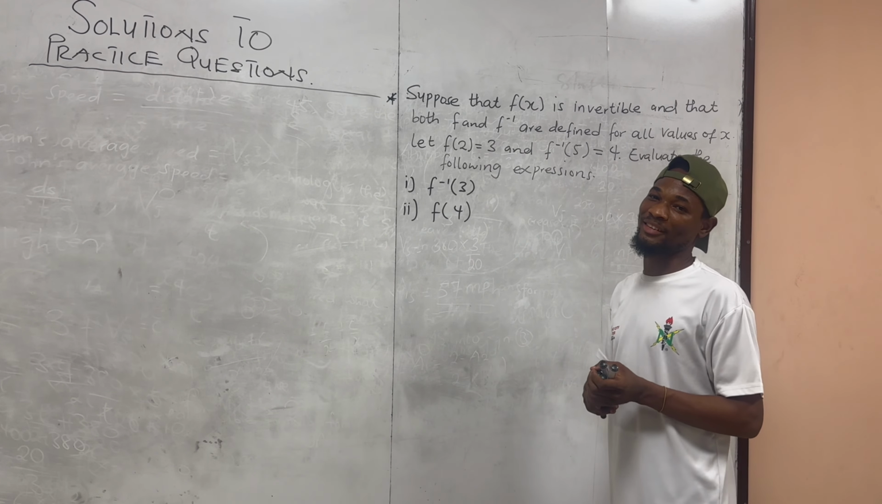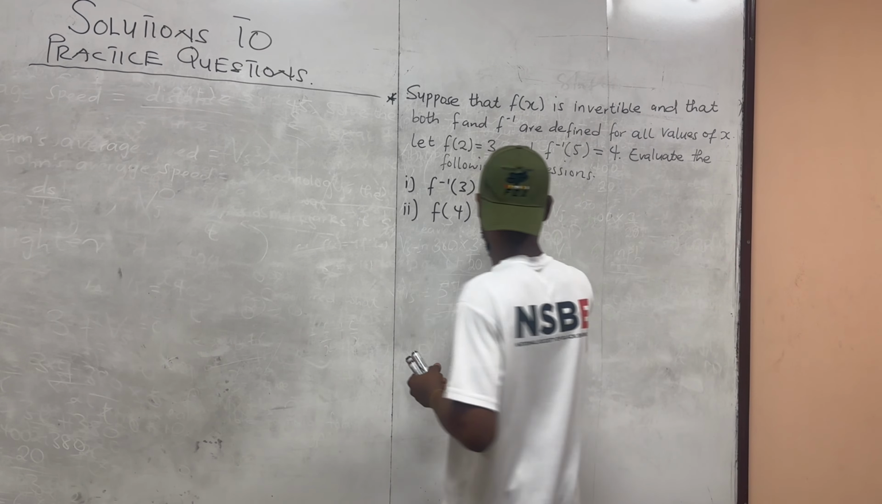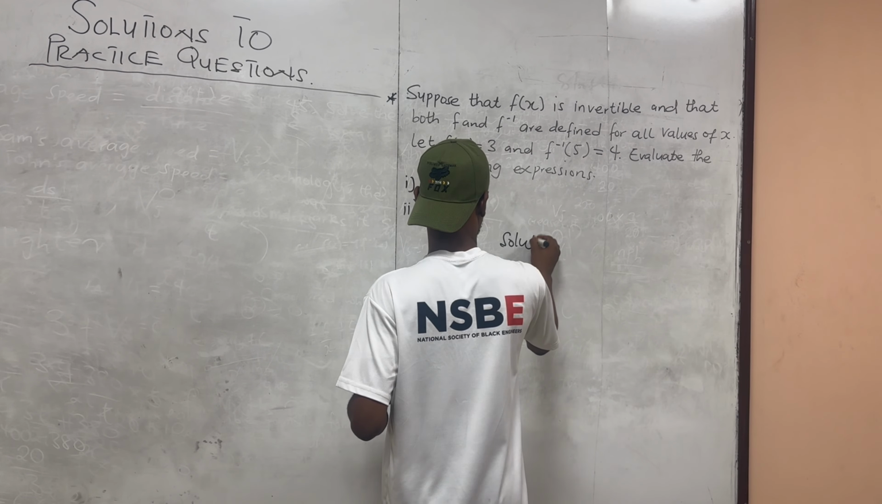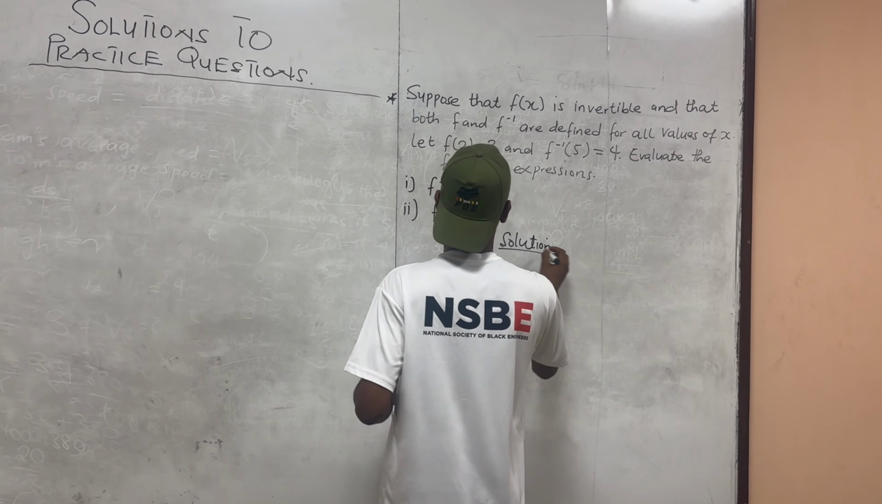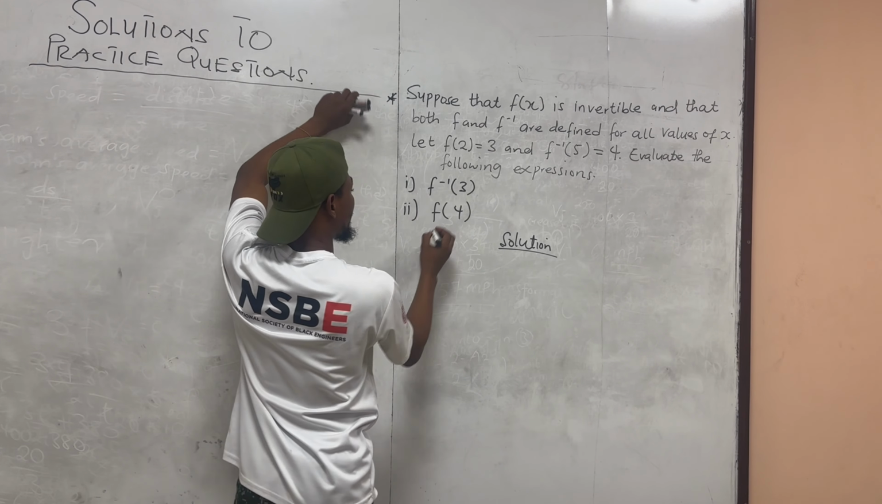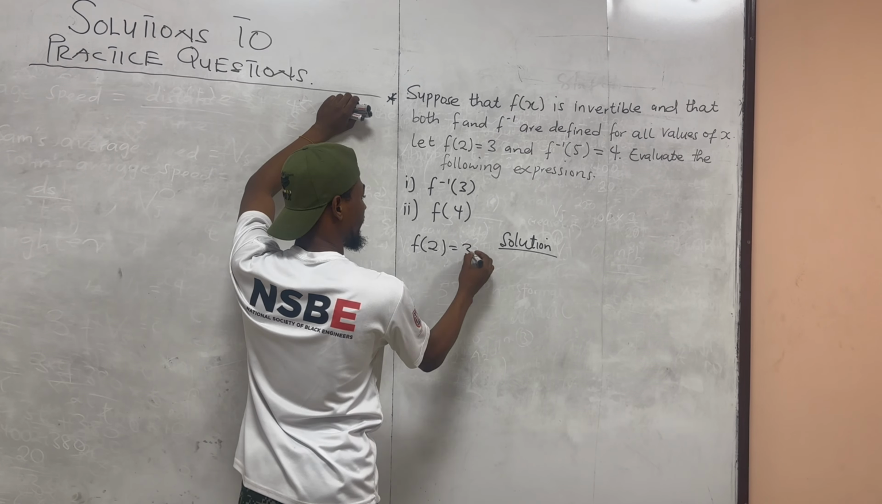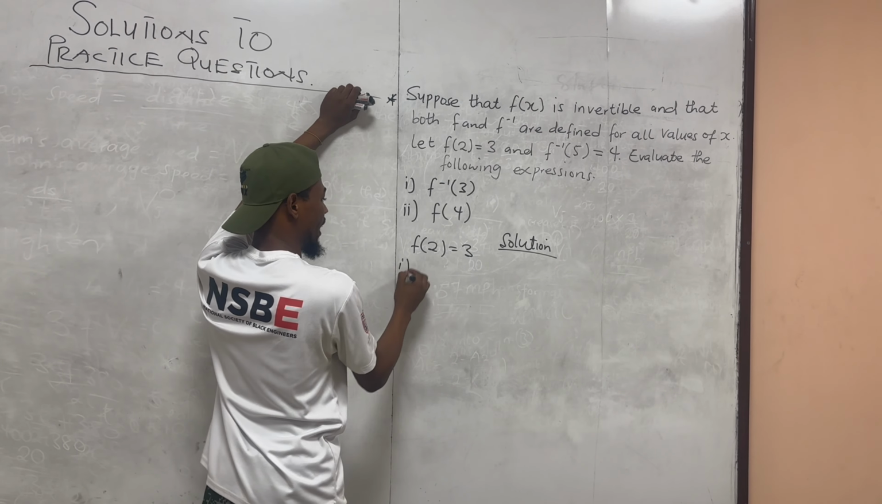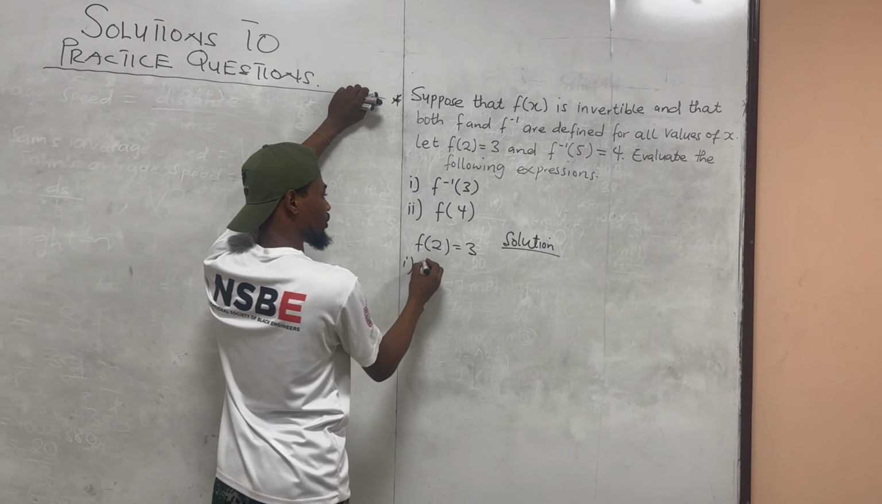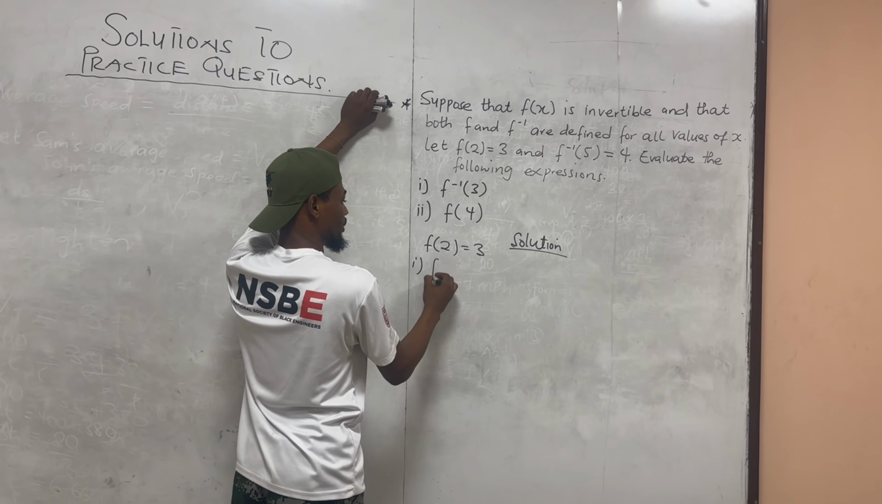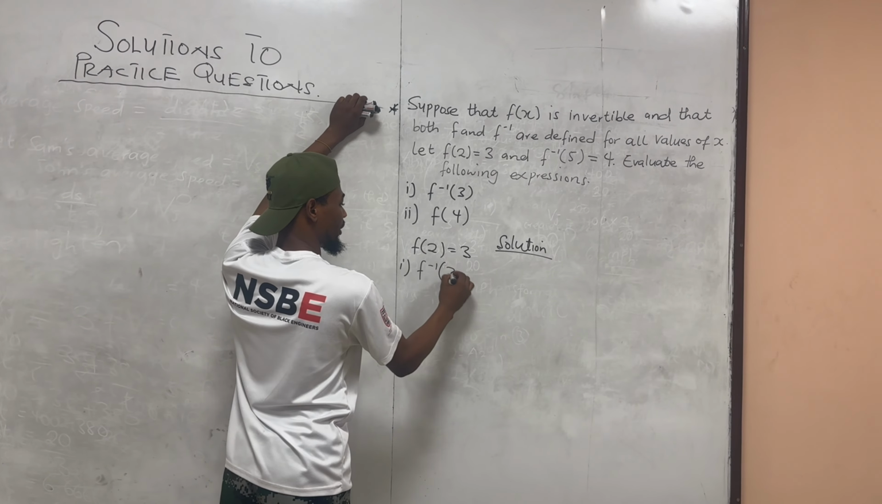This is very, very simple, all right? Solution. So here, given that f of 2 is equal to 3, and I want to find f inverse of 3.